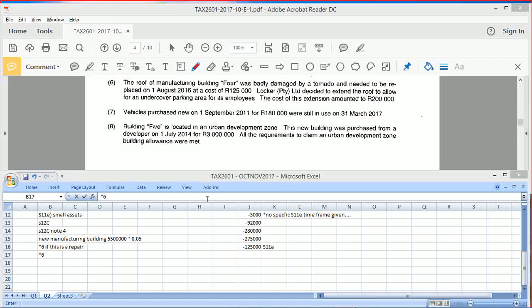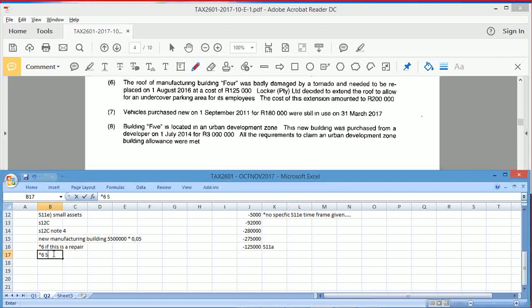Okay, so I would go with section 13 here. Why? Because this was an improvement. Okay, capital in nature. Yes, sir. Capital in nature isn't claimable. This is immovable. Building only deduction if used mainly for manufacturing. The cost of extension amounted to 200,000. So it is a capital allowance. Yeah, so section 13A is fine. 13.1.